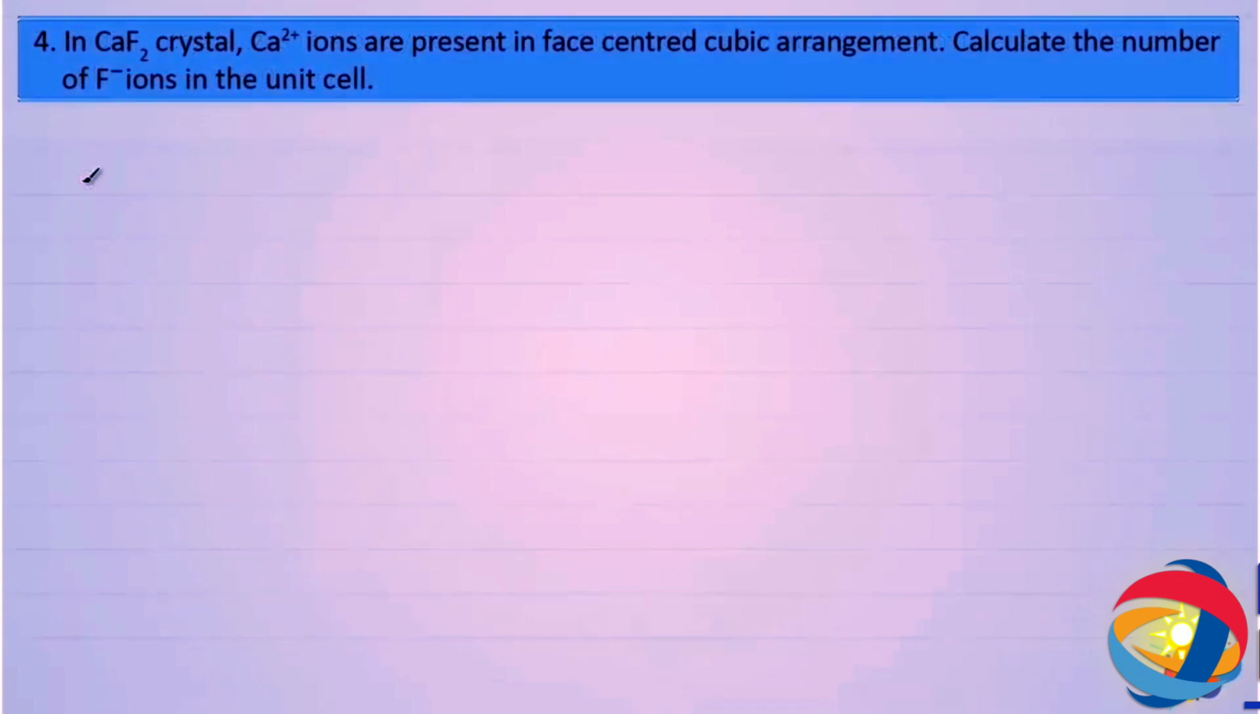Moving on to the next question, the question states in this way. In calcium fluoride crystal, Ca2 plus ions are present in face-centered cubic arrangement. Calculate the number of F minus ions in the unit cell. Let's find the solution for this question.